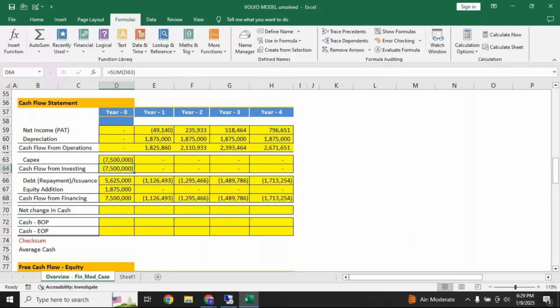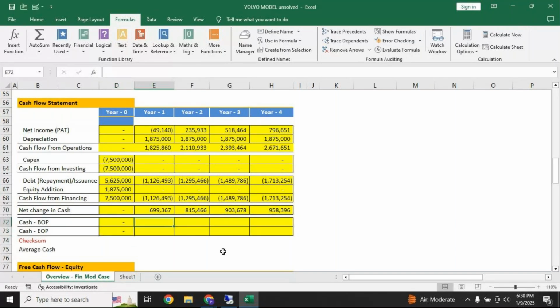So next is net change in cash. Net change in cash will be equal to cash flow from financing plus cash flow from investing plus cash flow from operations. So cash at the beginning of the period will be 0. Beginning of the period and end of the period, both will be 0.